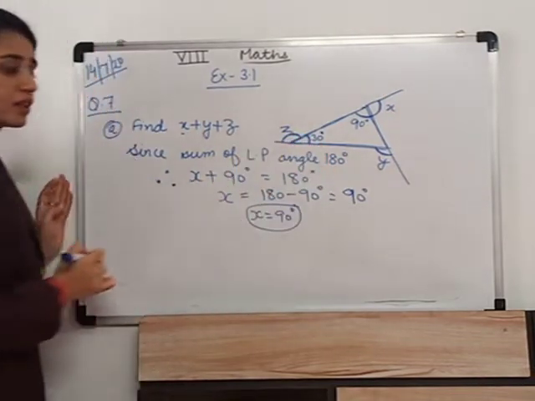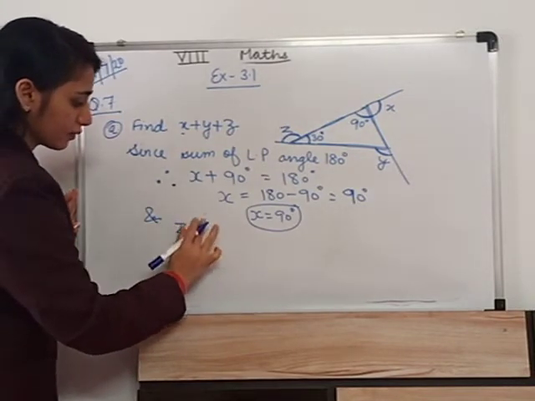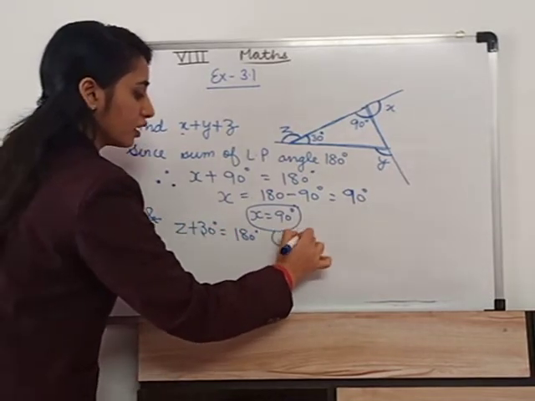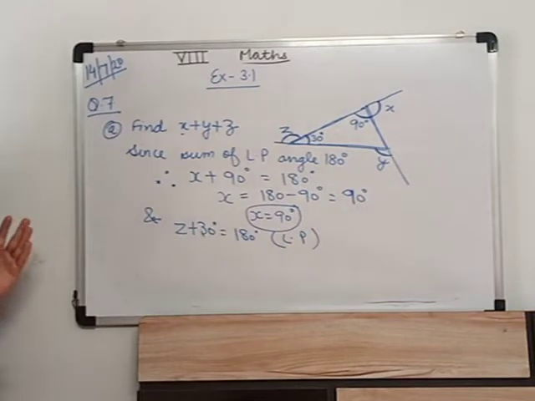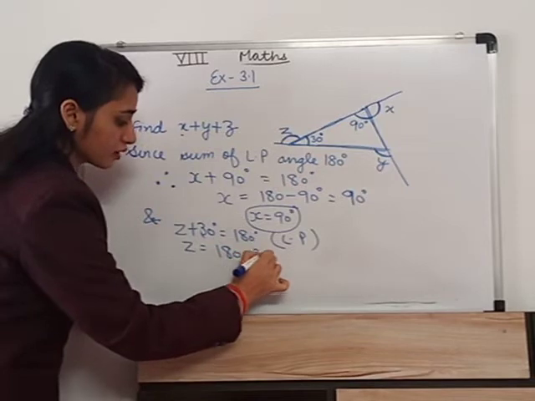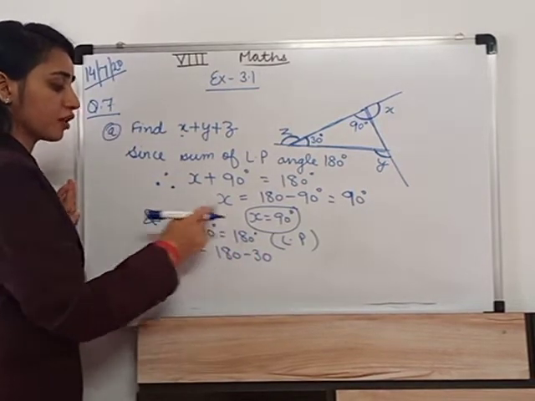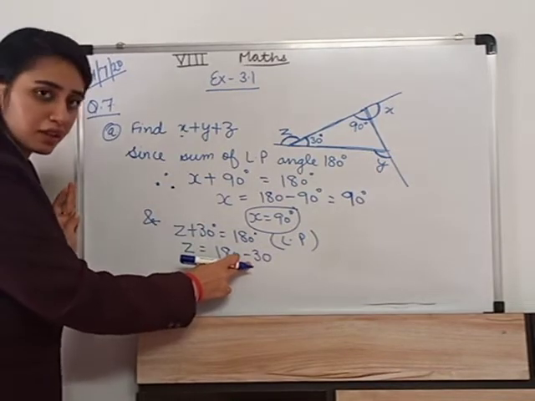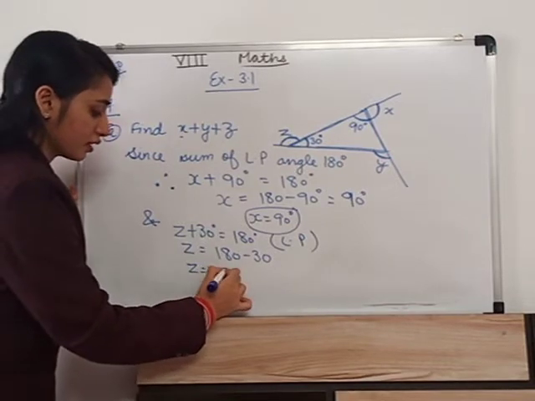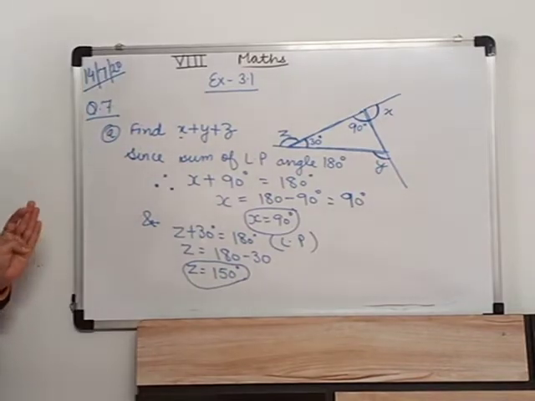Z plus 30 is equal to 180 by using linear pair. Okay, the value of z is equal to 180 minus 30, because by using the transposing rule, we shift 30 to the right side, it comes with a negative sign on the right side. 180 minus 30 is equal to 150 degree, and the value of z is equal to 150.